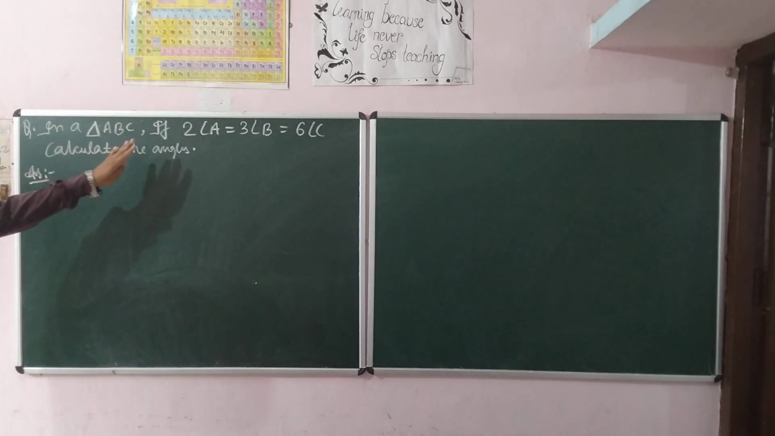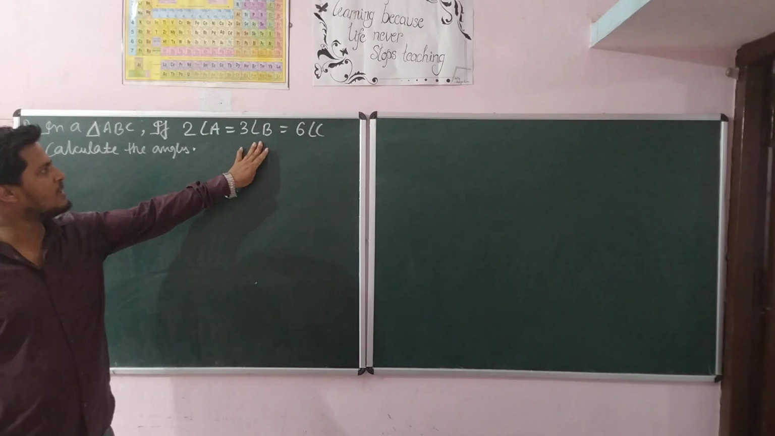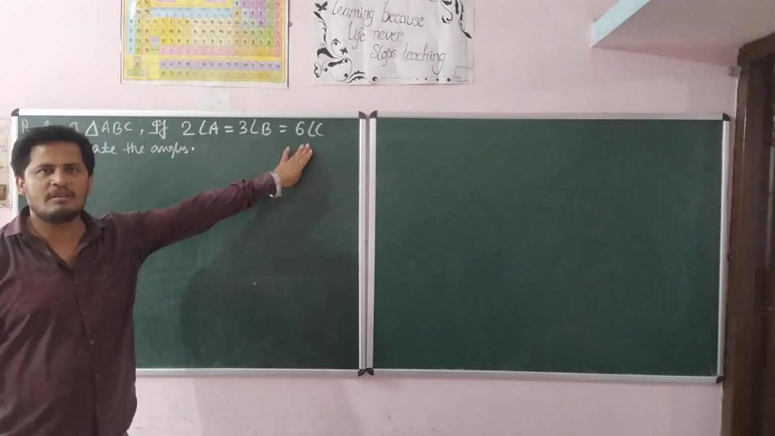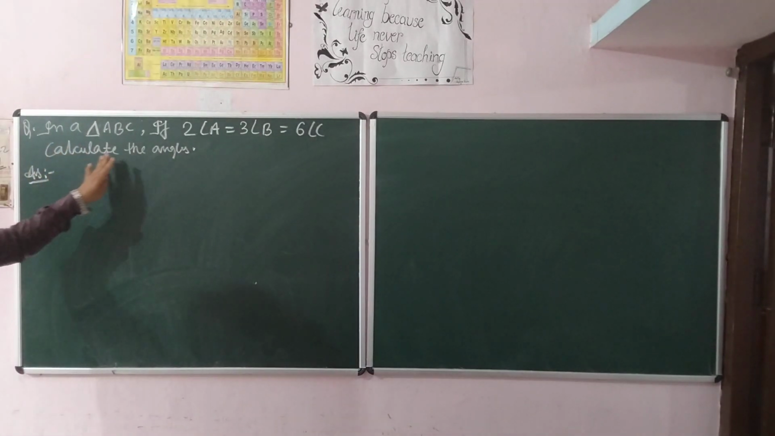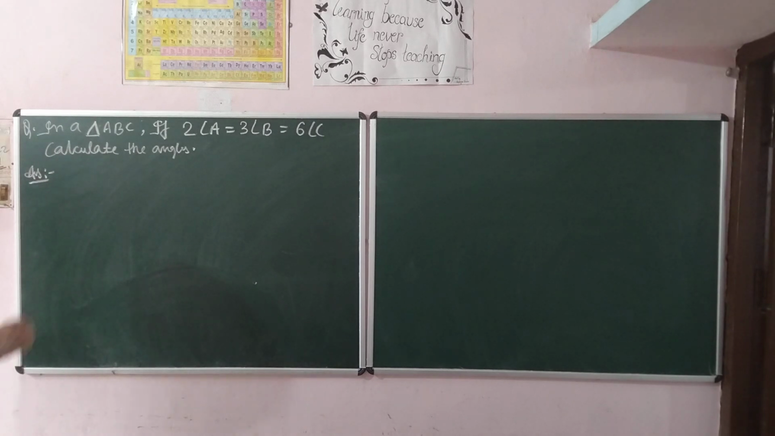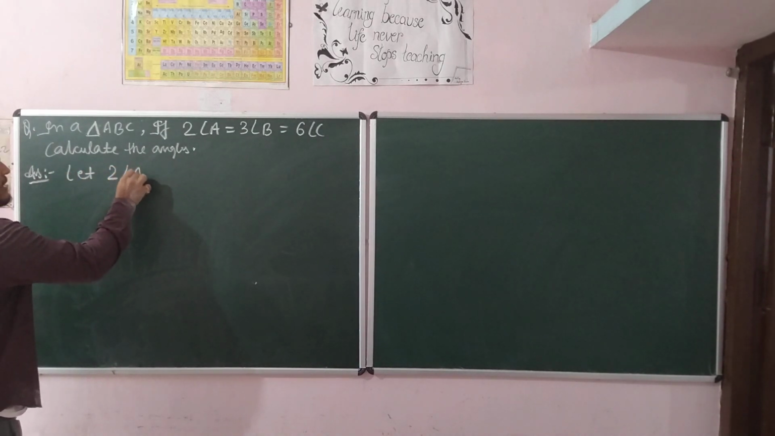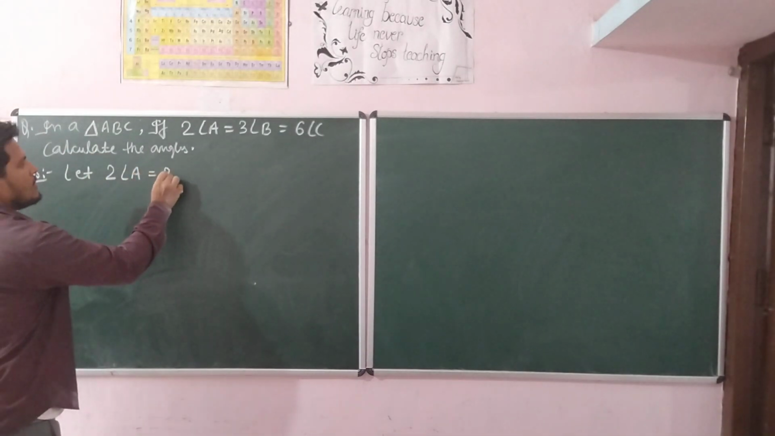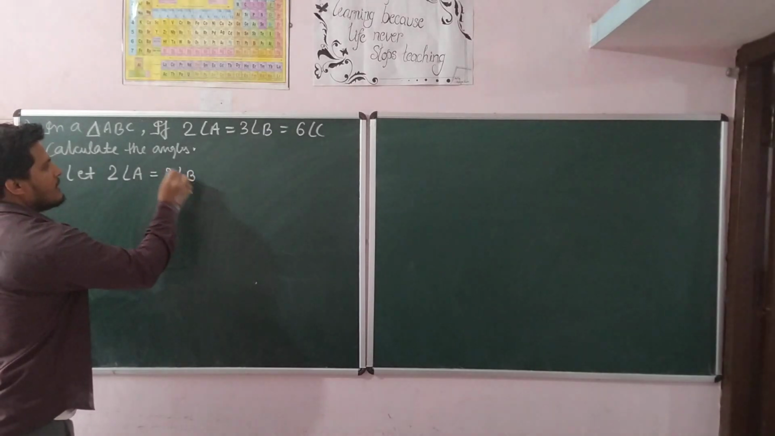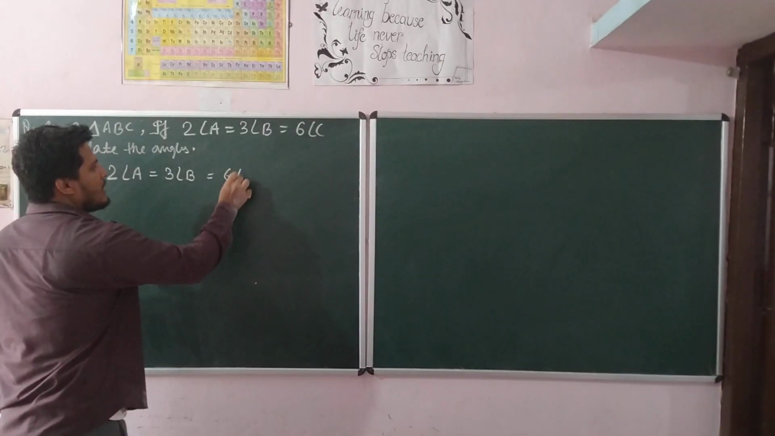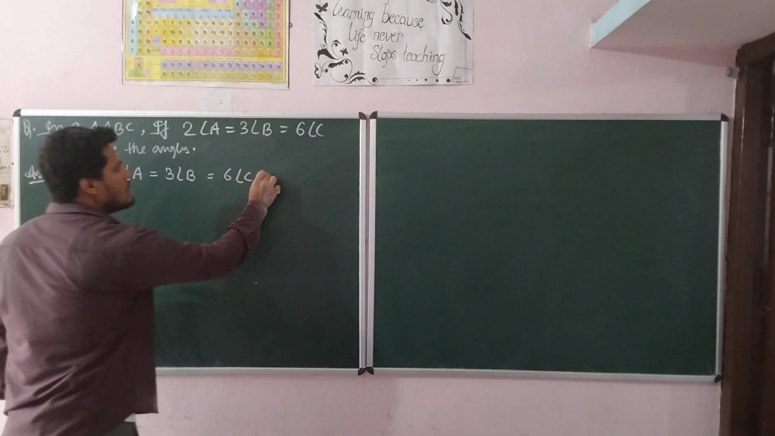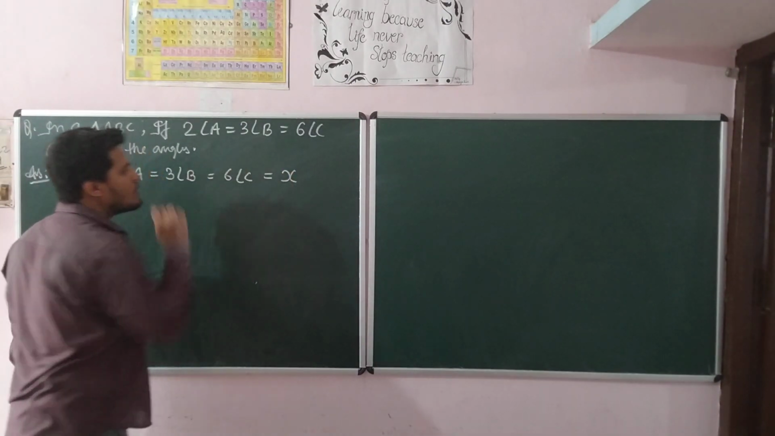In a triangle, if 2 angle A is equal to 3 angle B, which is equal to 6 angle C. Okay, so you have to find and calculate all the angles. Okay, now first of all, let 2 angle A be equal to 3 angle B, which is equal to 6 angle C. We will consider all of these equal to x.